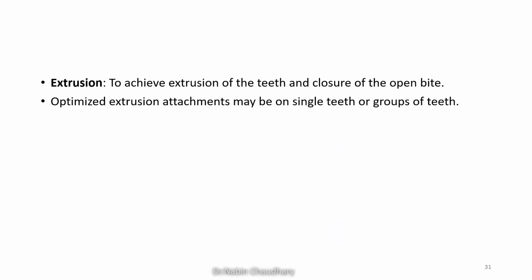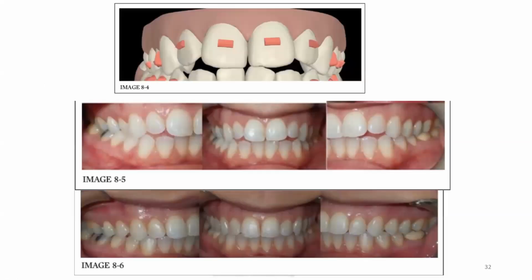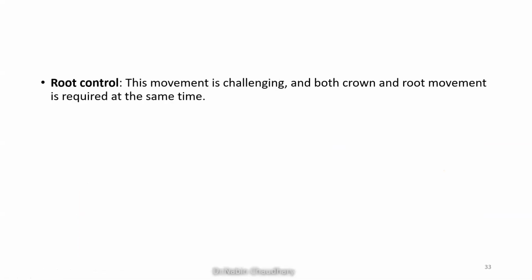Now another optimized attachment is the extrusion attachment, and this extrusion attachment is generally used in open bite cases. And this extrusion attachment can be placed on a single tooth or a group of teeth. For example, in this case, this patient has an open bite, so the extrusion attachment has been placed on both the central and the lateral incisors, and through the use of the extrusion attachment, the correction of the open bite has been performed.